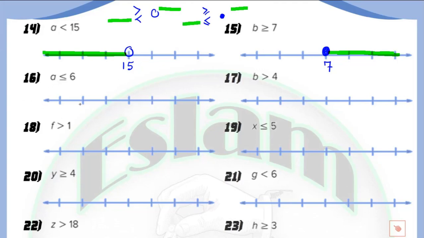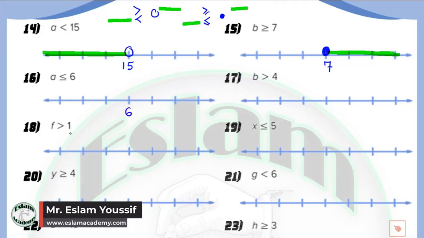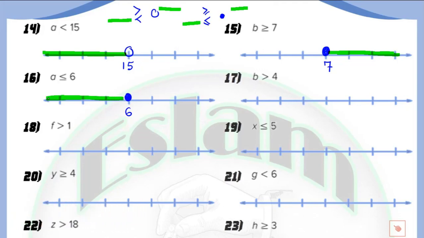Again, we have here less than or equal to 6. Just write 6. Less than or equal means closed, and because we have less than, we shade the part which lies at the left. B is more than 4, so we just have 4. More than means it will be an open circle, and because it's more than, we shade the part which lies at the right. And that's how we write and graph the inequality.